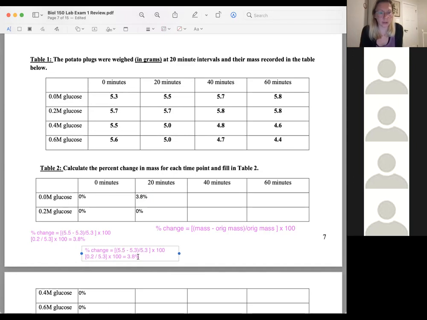Okay, let's do this next one. So we're comparing 5 and 5.5.